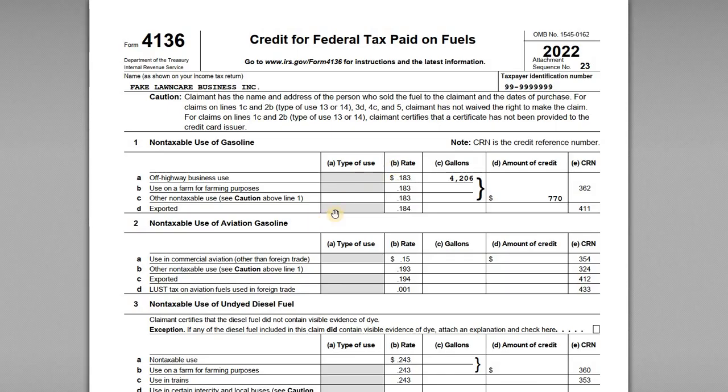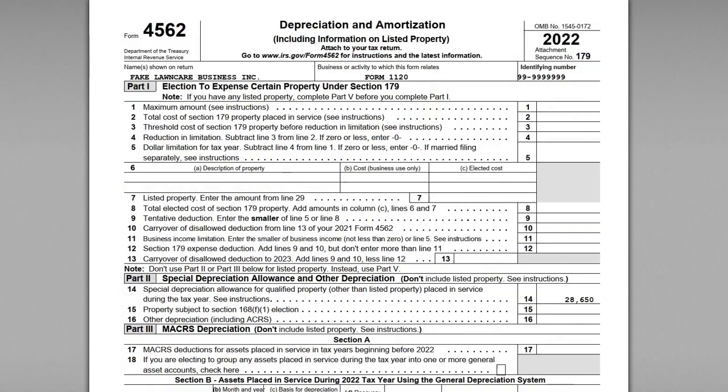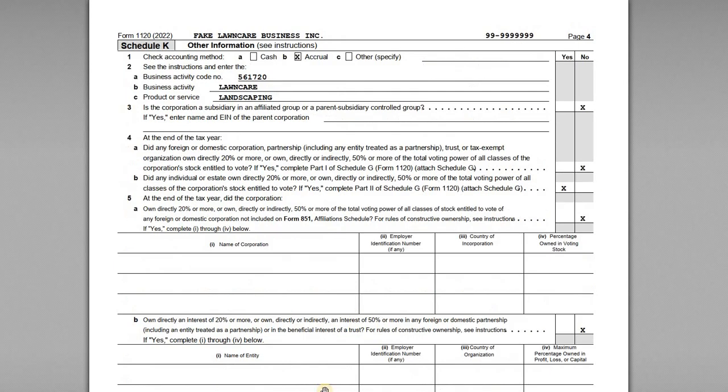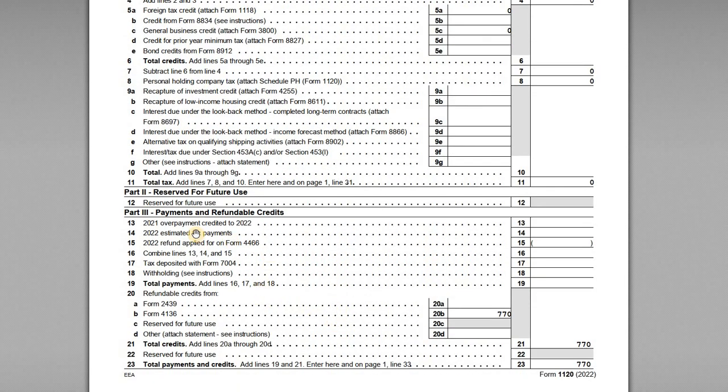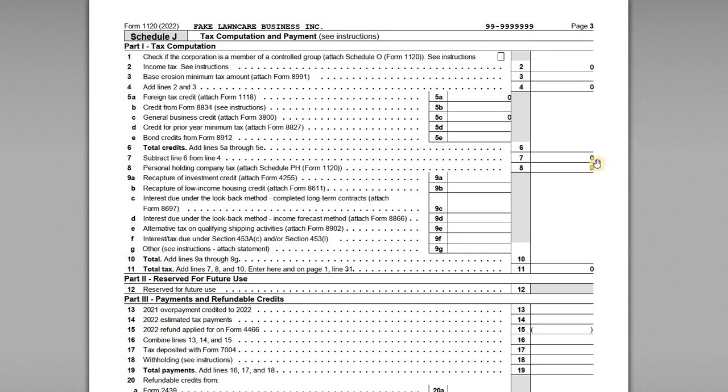So if we look at the return here, all of this is claimed on the Form 4136. The relevant section for us here is Section 1. So it's non-taxable use of gasoline, off-highway business use, and the reimbursement rate is 0.183 cents per gallon. So the business had 4,206 gallons used. The amount of credit available is going to be $770. Now, this is a refundable tax credit. Okay, and so you notice how differently this is being treated on the return. So if I look at Schedule J here, again, Part 1, tax computation is 0, right?